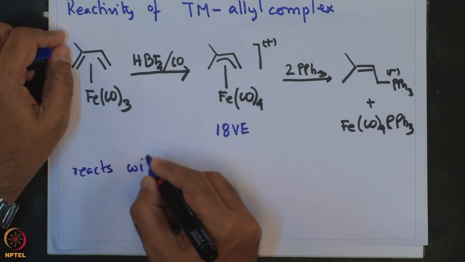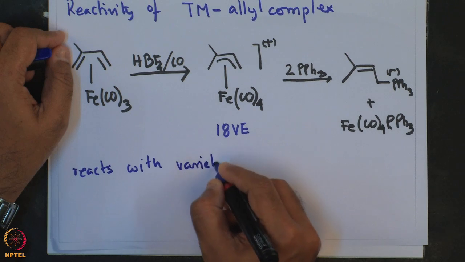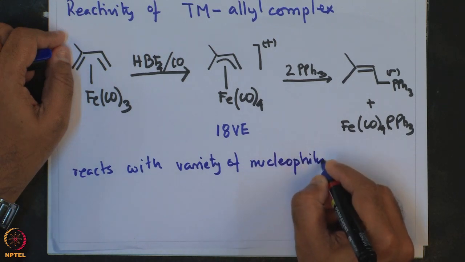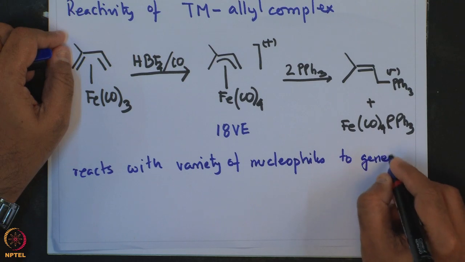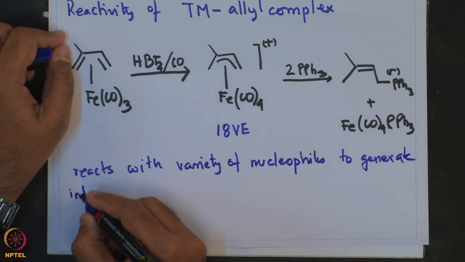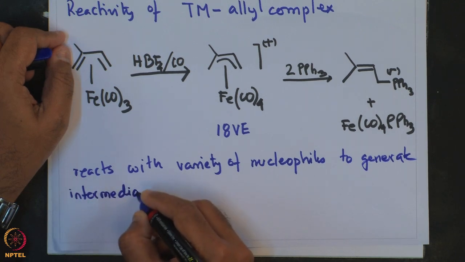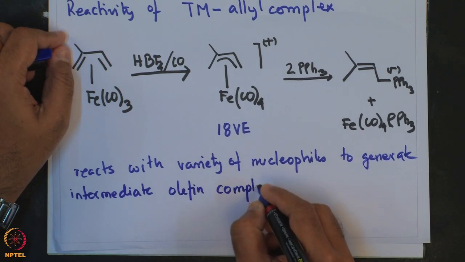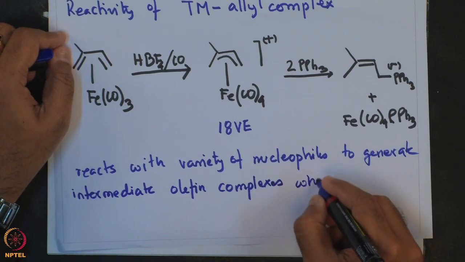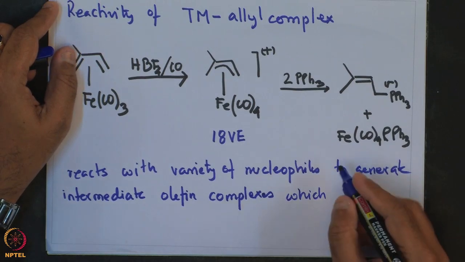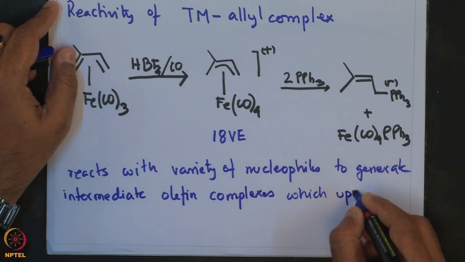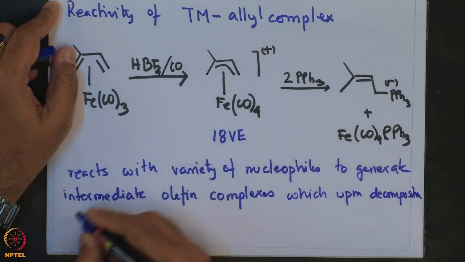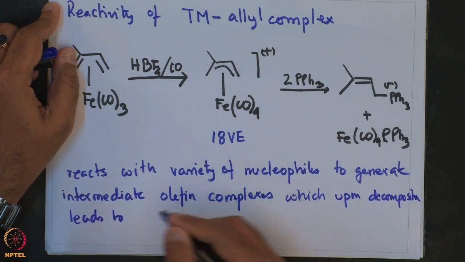So, it reacts with a variety of nucleophiles to generate intermediate olefin complexes, which upon decomposition lead to the respective alkenes.